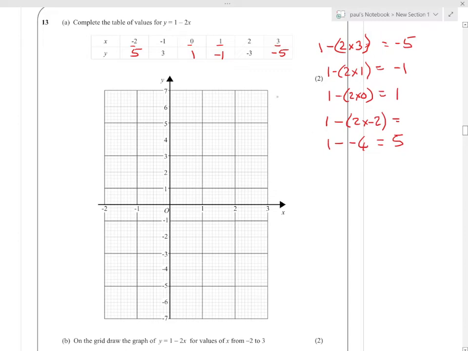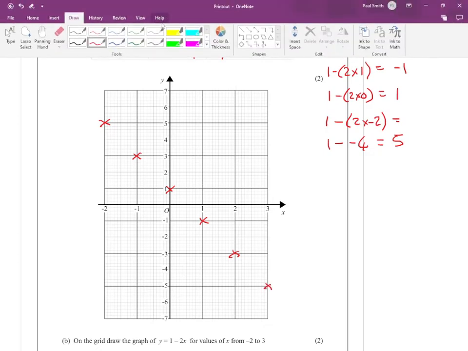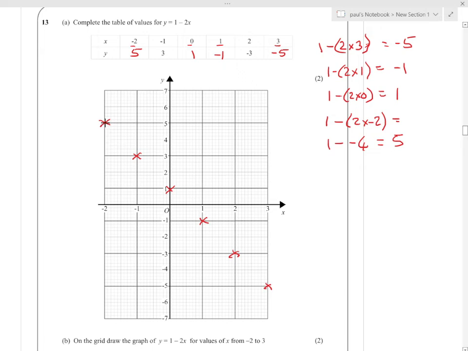Right, okay. So we've got all the coordinates. So minus 2, 5 is up there. Minus 1, 3 is there. 0, 1. 1, minus 1. 2, minus 3 down there, and 3, minus 5. It's a straight line. So let's try and draw a straight line to join them all up. And there you go.